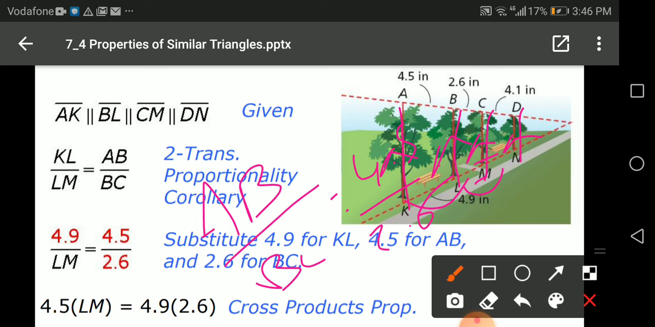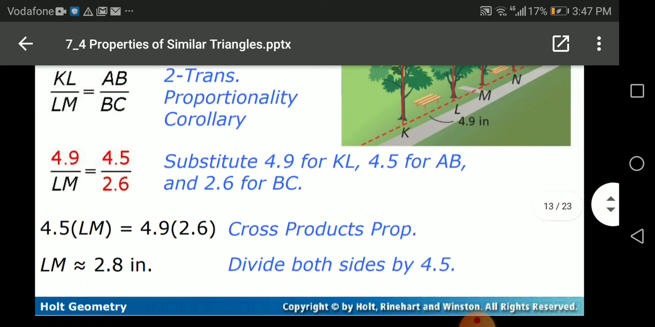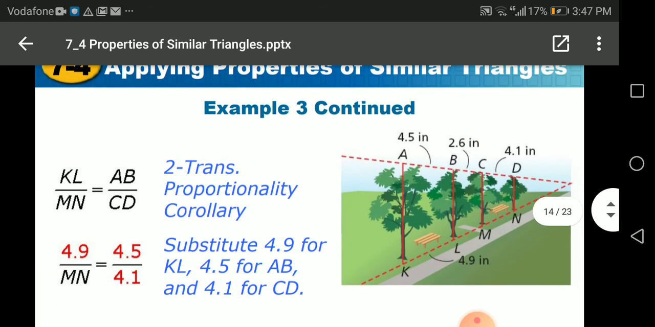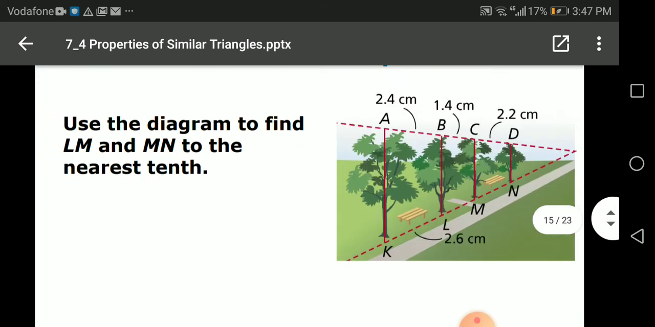KL over LM, I want to write it here, guys: 4.9 over LM, which I want to know, equals 4.5 over 2.6. I can do it by cross multiplication: 4.9 times 2.6 equals 4.5 times LM. So LM will be 2.8 to the nearest tenth. What about MN? I will do it the same way. Okay, guys?